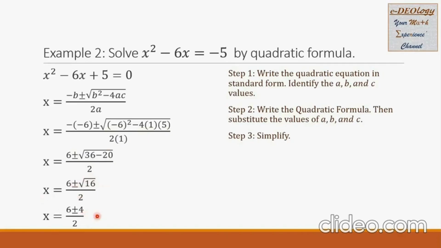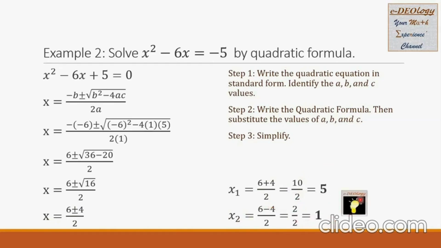And from this point, we're going now to split the plus and minus sign to get the two values of x. X sub 1 equals 6 plus 4 all over 2, and x sub 2 equals 6 minus 4 all over 2. For the x sub 1, the 6 plus 4 is 10 over 2, which is equal to 5. For our x sub 2, the 6 minus 4 is 2 over 2, and that is equal to 1. And this is our final answer.